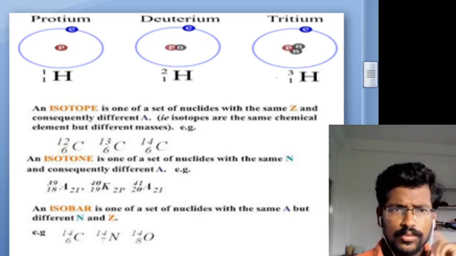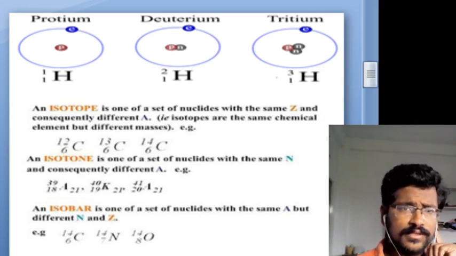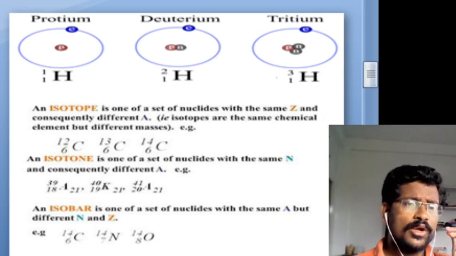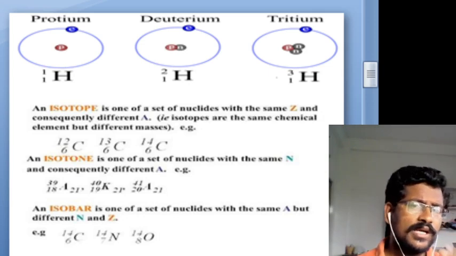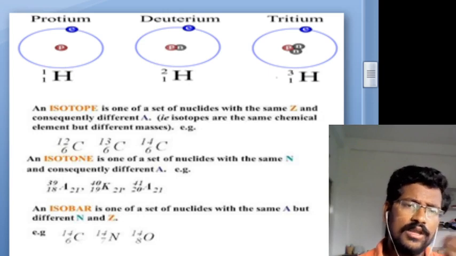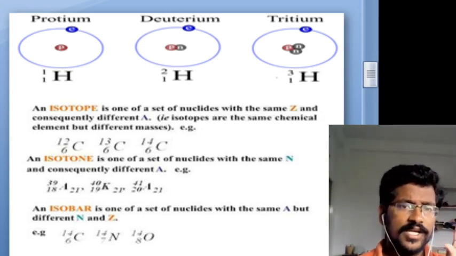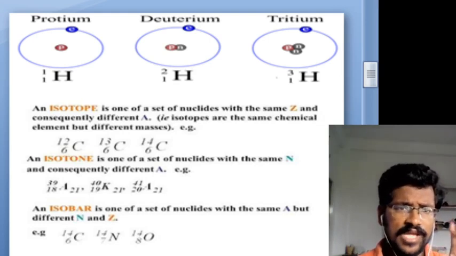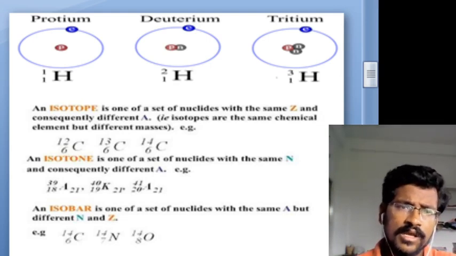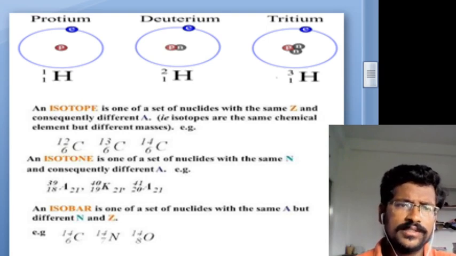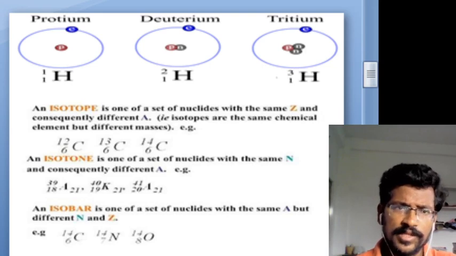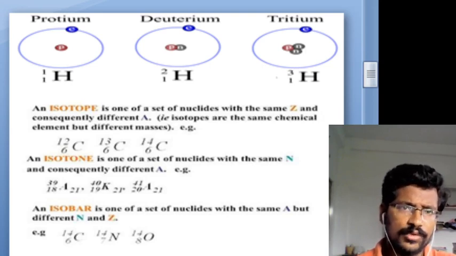Now we look at this equation. Here the carbon element always has atomic number 6, but its mass numbers change. This type of element is called an isotope. Like protonium, they are distinguished by their mass number: this is protonium, this is deuterium, and this is tritium. Now we are going to isobars.